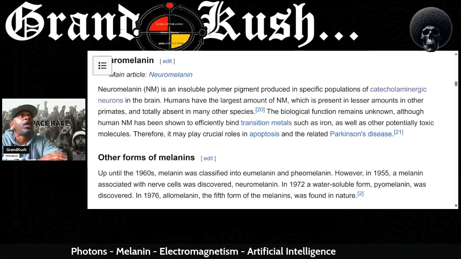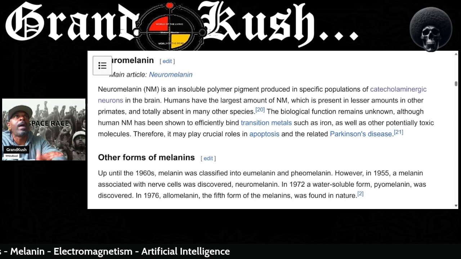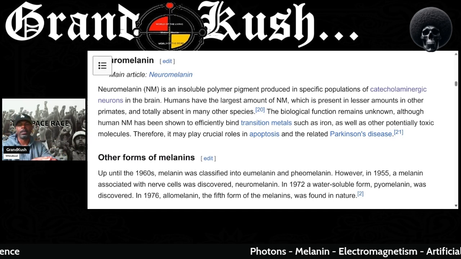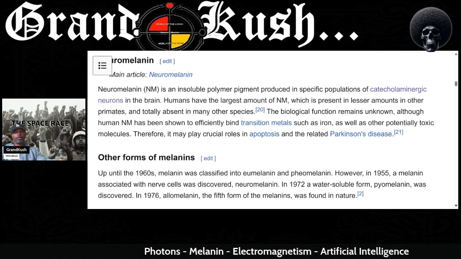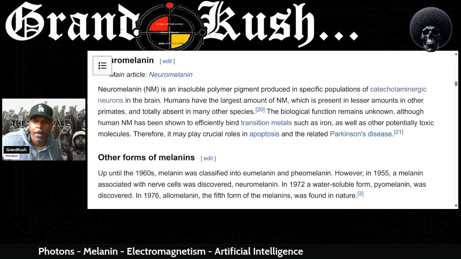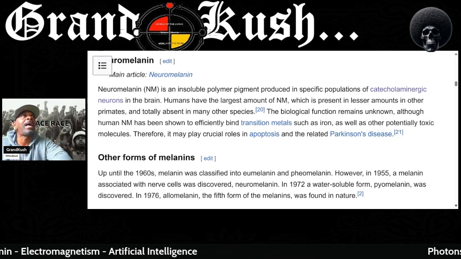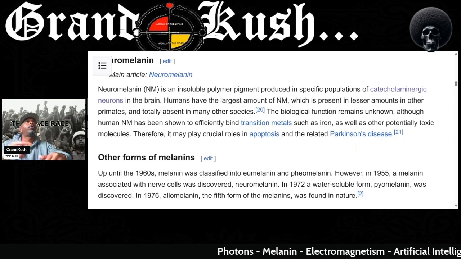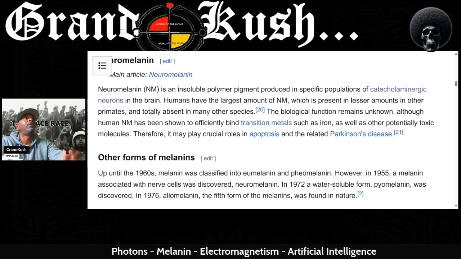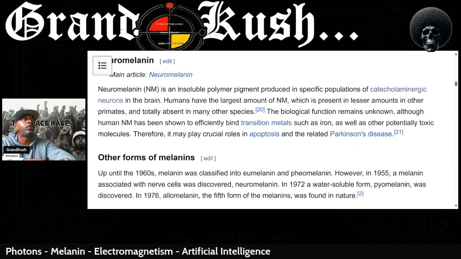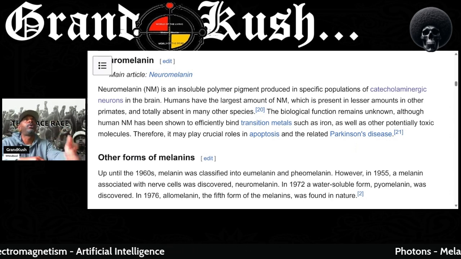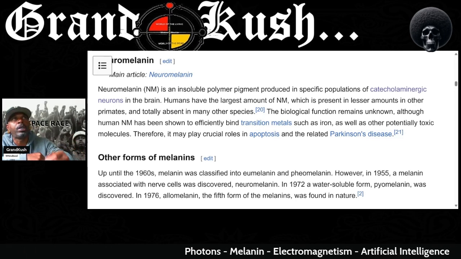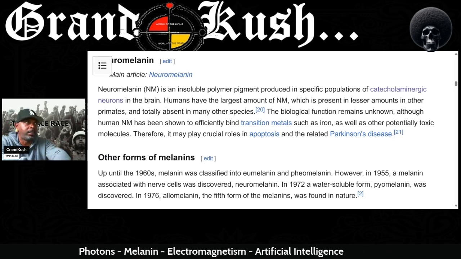Let's read that again. Humans have the largest amount of neuromelanin, which is present in lesser amounts in other primates. They are primates. We're not primates. They are primates, though. And totally absent in many other species. The biological function remains unknown, although human neuromelanin has been shown to efficiently bind transition metals such as iron, as well as other potentially toxic molecules. Therefore, it may play crucial roles in hypothesis and the related Parkinson's disease.